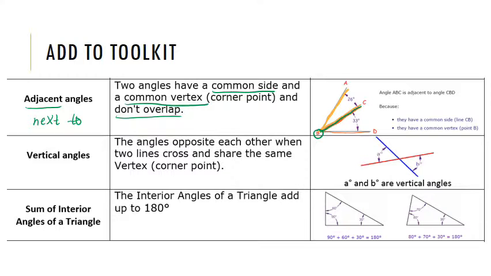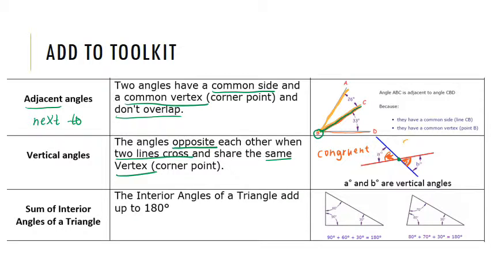Moving on to vertical angles. We're talking about the angles that are opposite each other when two lines cross. They're opposite each other when two lines cross and share the same vertex, that endpoint here. An example here is angle B and angle A. These are vertical angles. They're opposite from each other, and they are congruent. They are the same measure. That's a really important thing to note, so I would note that somewhere in your toolkit. For example, angle A and B are the same size.